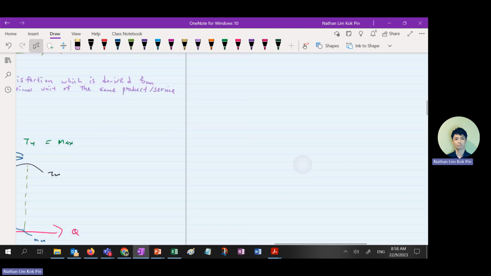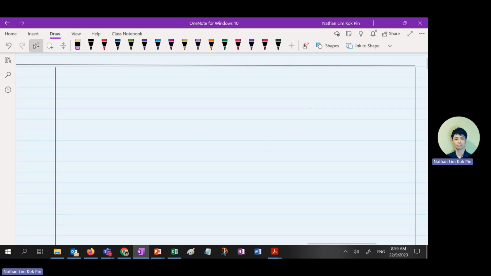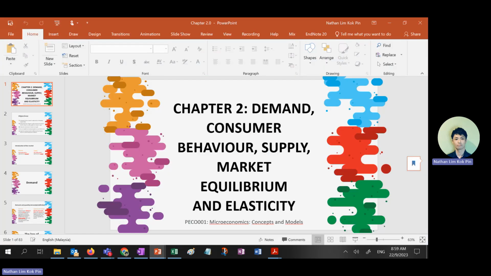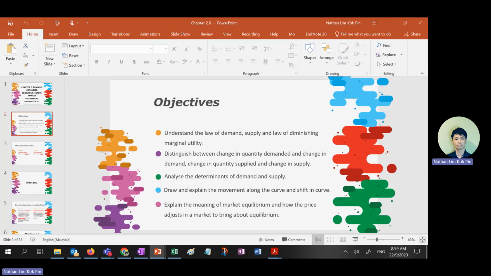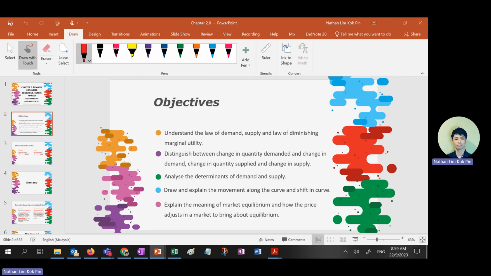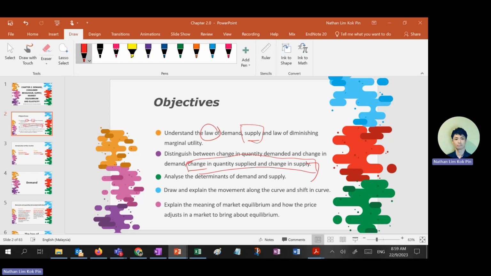Okay, now we go to the producer side. Let us go through the objectives again. This is our subject objectives. Whatever is inside the objective is examinable, so we must take note. Today we're going to cover the law of supply. Law of supply, change in quantity supplied and change in supply is the same thing, the same as quantity demanded and demand. Totally the same, only the determinants are different. Determinants of supply. Movement along and shift are the same.